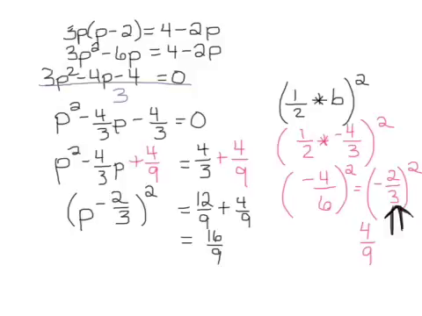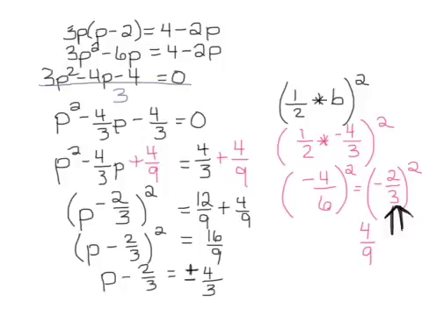And now we can solve this problem by square root. So our opposite of squaring here is a square root. The square root cancels out that exponent of 2. And whenever we take the square root, we have to include our plus or minus sign. And we take the square root of the numerator, that will give us 4. Square root of the denominator, that will give us 3. And in order to solve for p, opposite of subtracting 2/3, we add 2/3 on both sides.